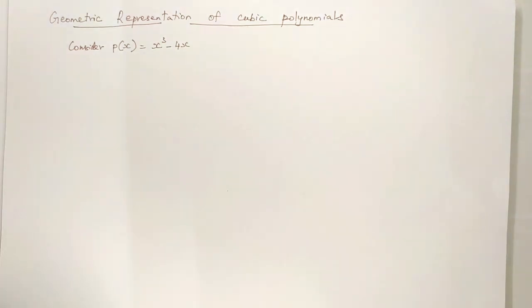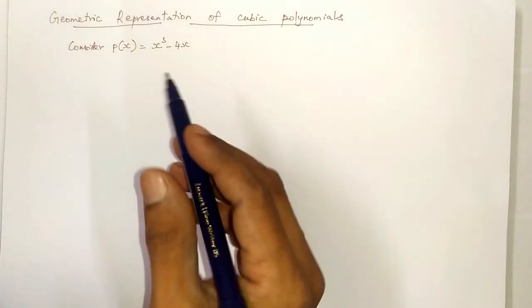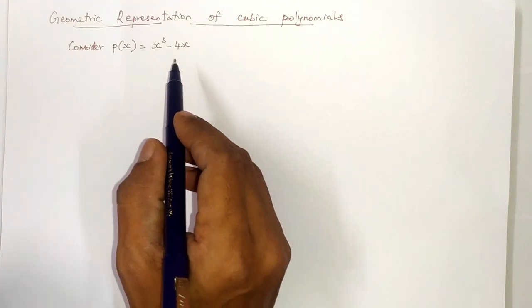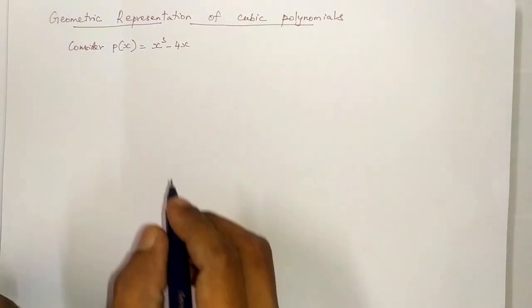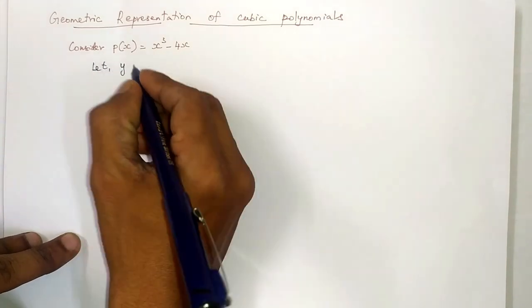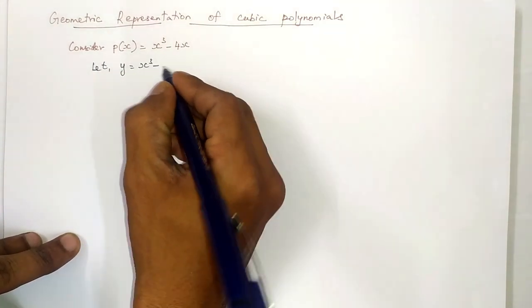To understand this polynomial, we are going to geometrically represent it, that is, we are going to plot the graph of this polynomial p of x is equal to x cube minus 4x. Okay, so let us try to plot the graph. So I take y is equal to x cube minus 4x.